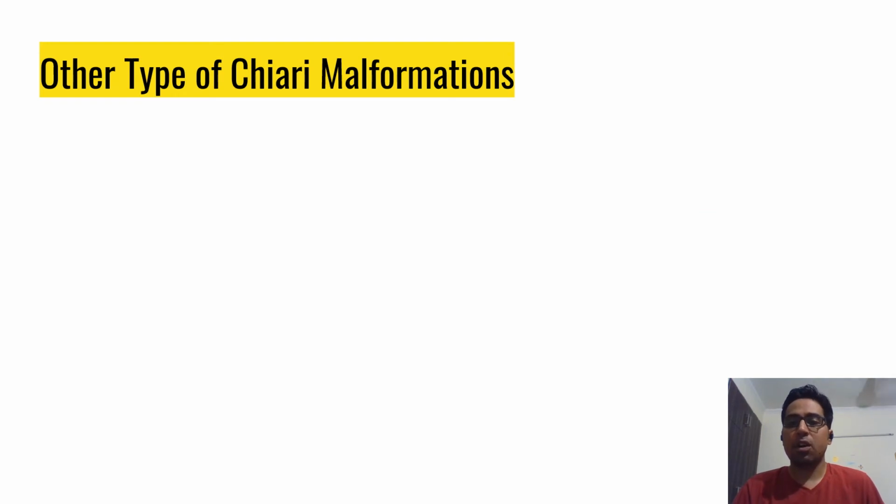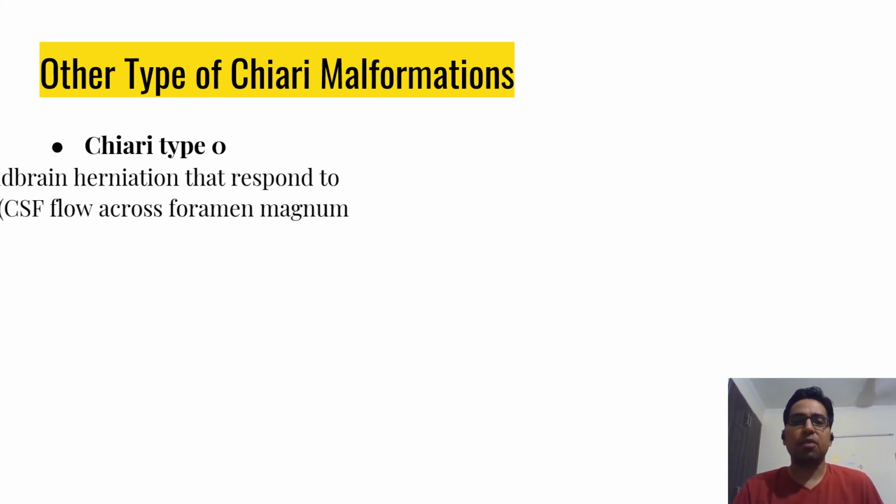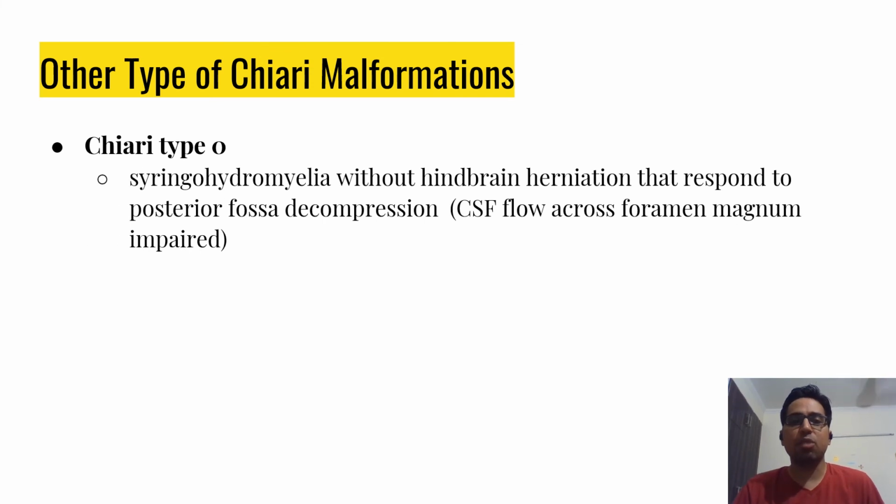Now coming on to other types of Chiari malformation. What we saw earlier were four classical types of Chiari malformation. What is Chiari type 0 malformation? Syringohydromyelia, that means syrinx formation inside the spinal cord without any hindbrain herniation, that responds to posterior fossa decompression is called Chiari type 0 malformation.